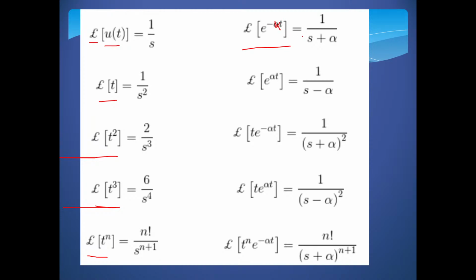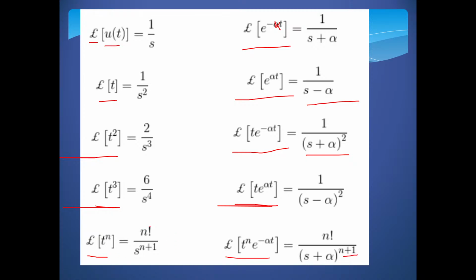Laplace of e power minus alpha t is 1 by s plus alpha. Laplace of e power alpha t is 1 by s minus alpha. Laplace of t into e power minus alpha t is 1 by (s plus alpha) whole square. Laplace of t into e power alpha t is 1 by (s minus alpha) whole square. Sorry. Laplace of t to the power of n e power minus alpha t is factorial of n divided by (s plus alpha) whole to the power of n plus 1.